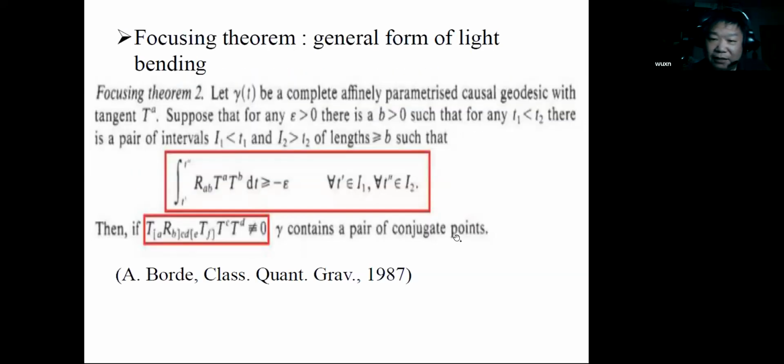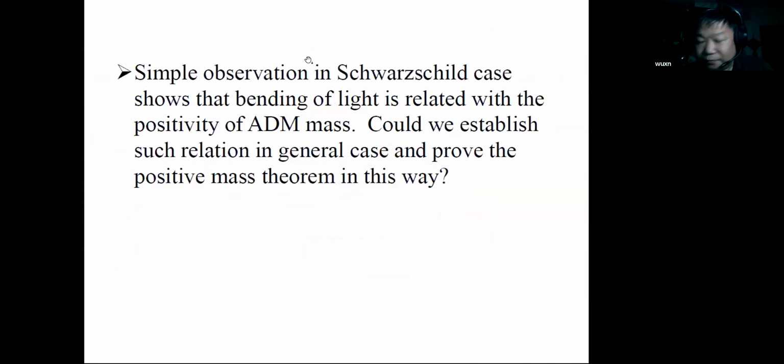That means you start from one point, and then consider another null geodesic very close to gamma, and within finite time the two geodesics will come together. That is the focusing theory. Okay.